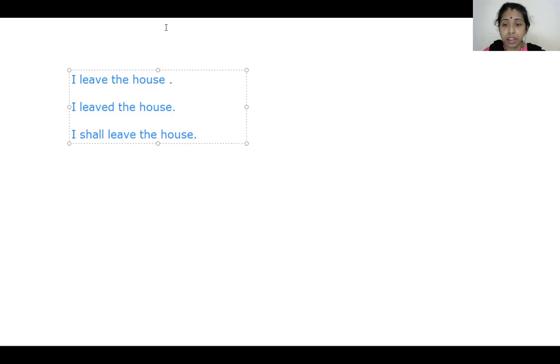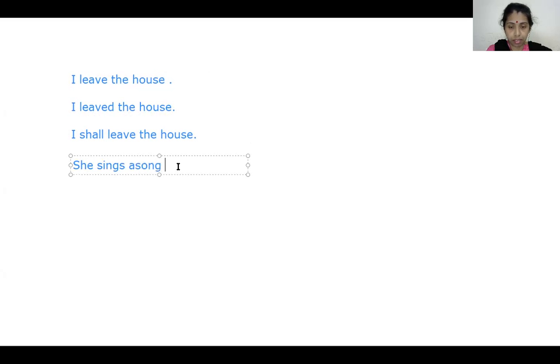Now, I will write another example. She sings a song. In this sentence, the work is going on now. It is happening now. So, the verb sings is in present tense because the work is going on now.